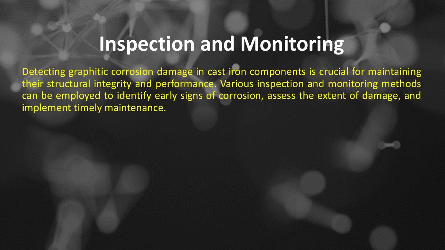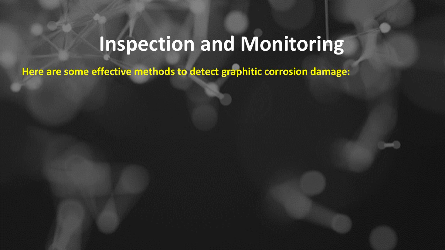Detecting graphitic corrosion damage in cast iron components is crucial for maintaining their structural integrity and performance. Various inspection and monitoring methods can be employed to identify early signs of corrosion, assess the extent of damage, and implement timely maintenance. Here are some effective methods to detect graphitic corrosion damage.